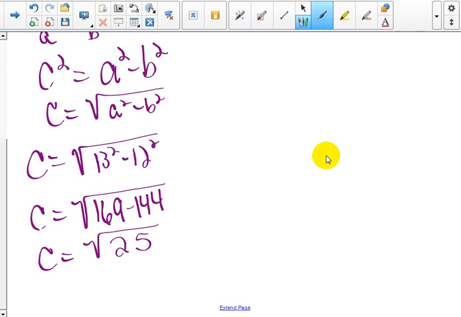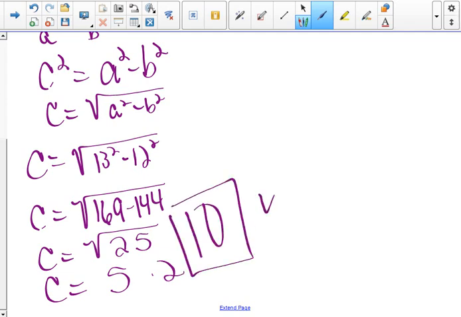And so if we know that c, the square root of 25 is 5, so we know that c is equal to 5. And we know that it's 2 times c, right? So our answer is 10. That's how you do it.